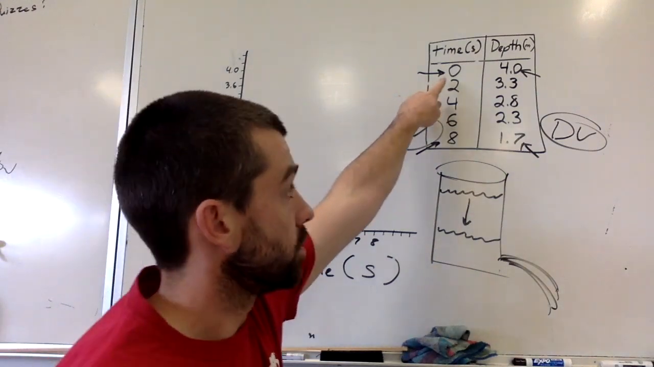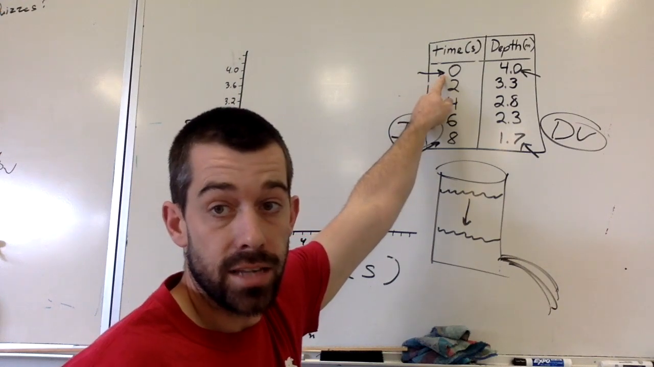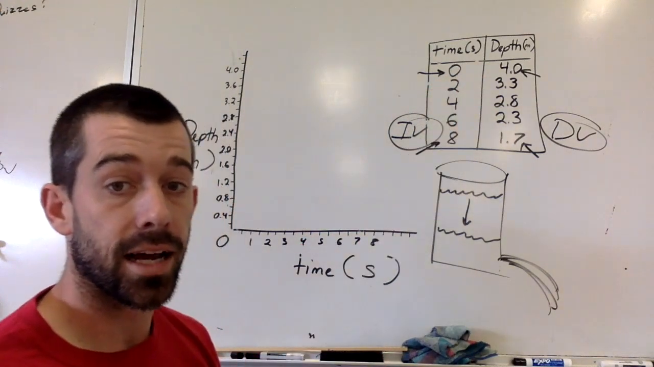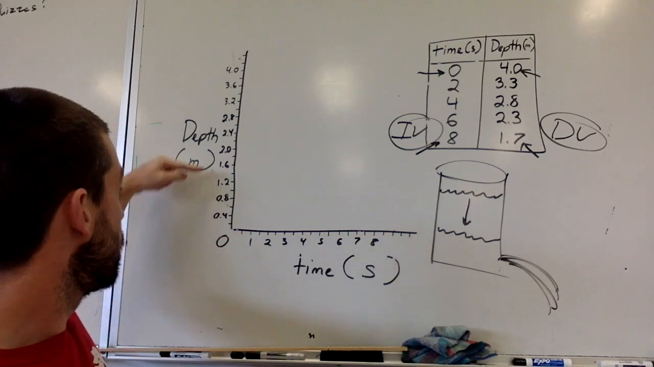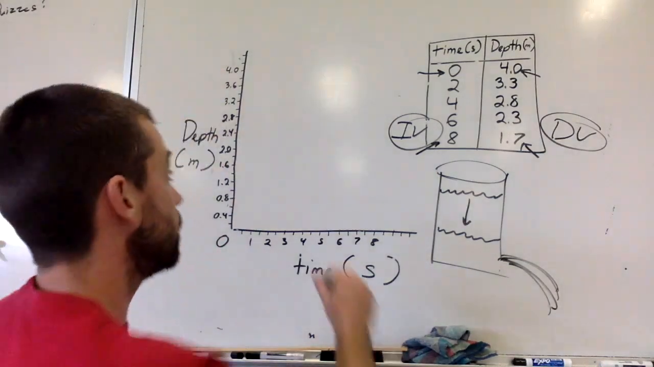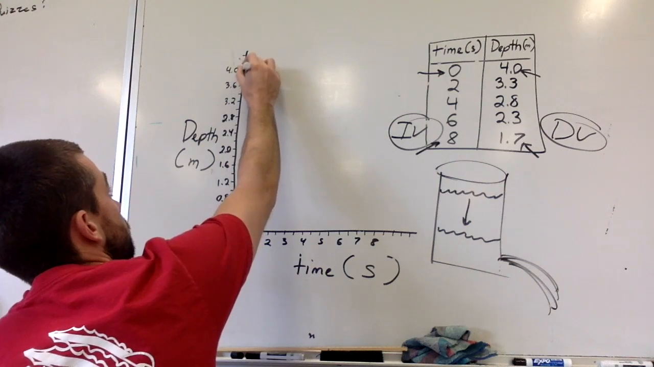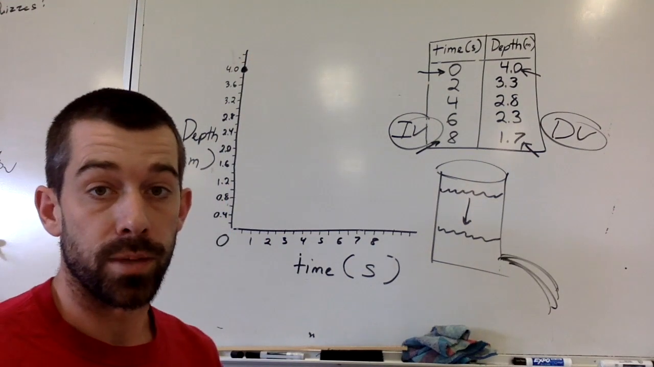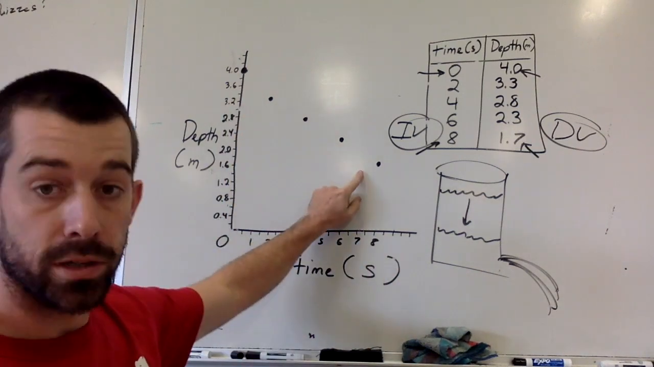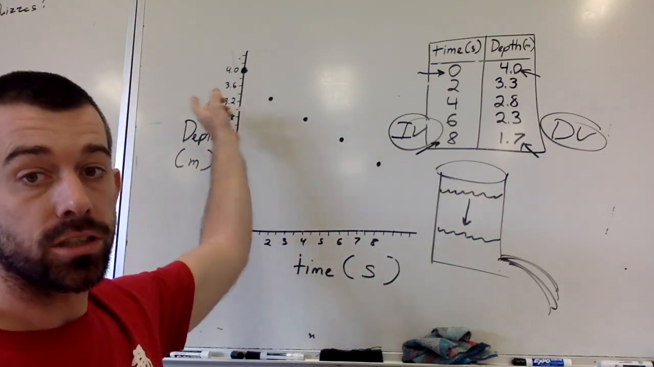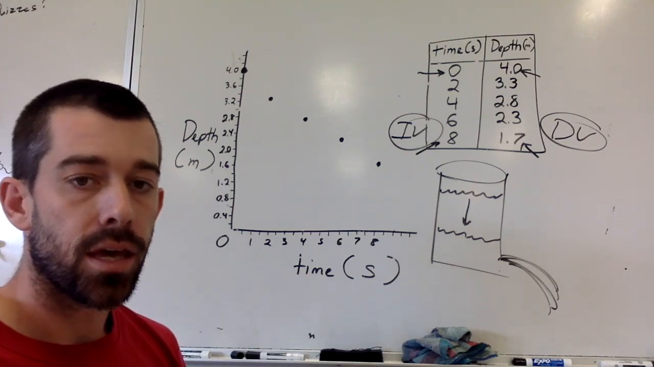So I'm simply going to look at the number for the x, in this case 0, and the number for the y, in that case 4. Just go over here to 0 for the x, and 4 for the y. Go ahead and plot a nice clear point. And keep going from there. Now that I have all of my points plotted, I have what looks like a really nice straight line here.